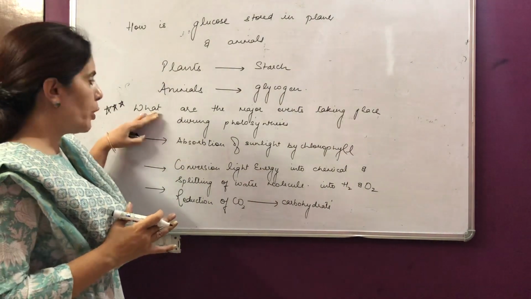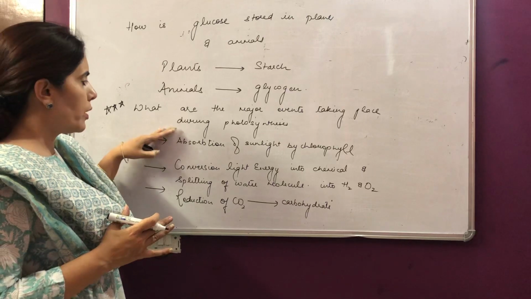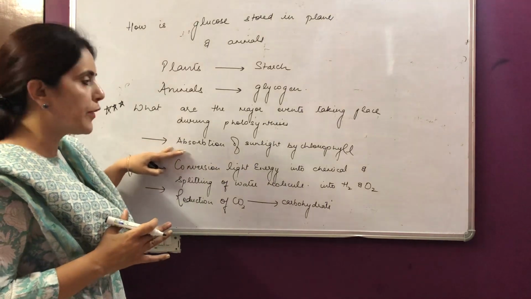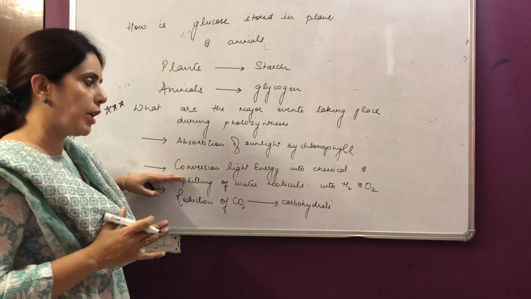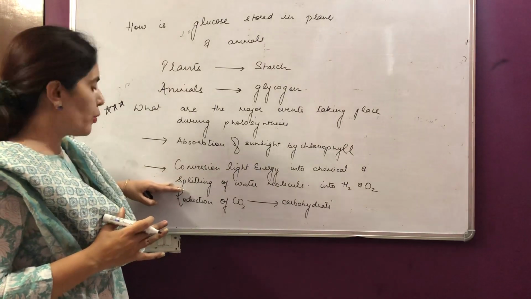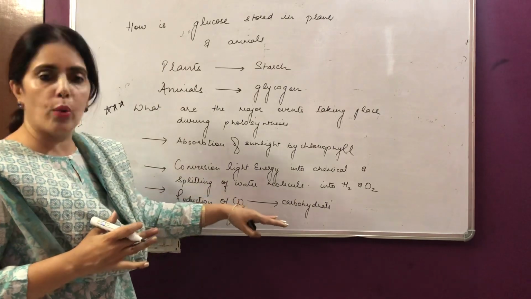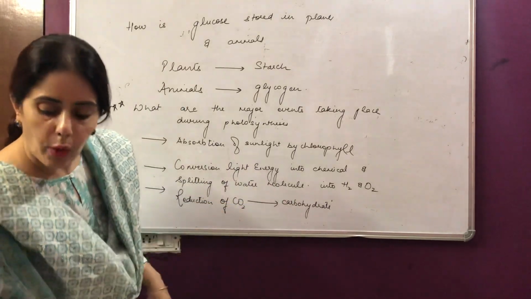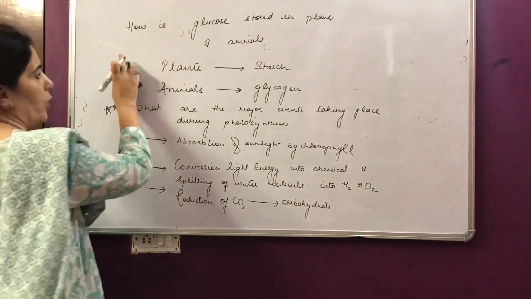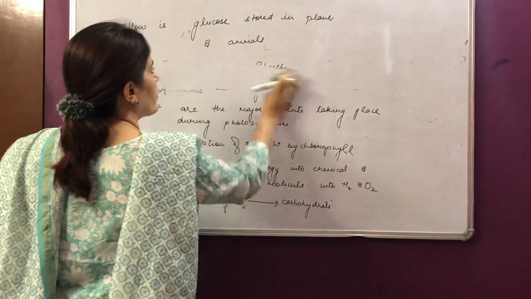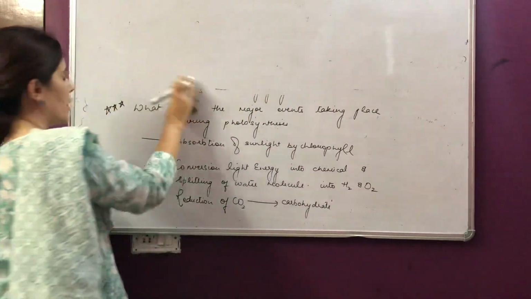This is one of the most important questions. What is it? Three major events which are taking place during photosynthesis. First is absorption of sunlight by chlorophyll. Second is conversion of light energy into chemical energy and splitting of water molecule. And the last one is reduction of carbon dioxide into what? Carbohydrate. Now, let us summarize all the events in one single equation, all the major events of photosynthesis.